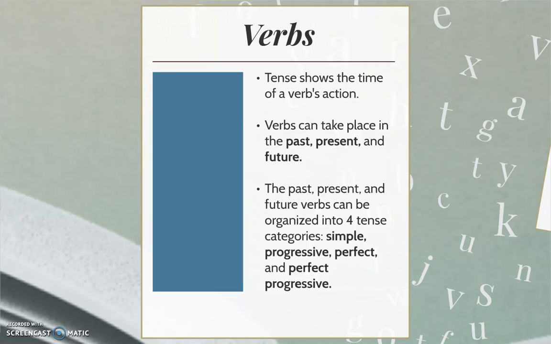For more information on the active versus the passive voice, please take a look at the Writing and Learning Services Prezi. The past, present, and future verbs can be organized into 4 tense categories: simple, progressive, perfect, and perfect progressive.